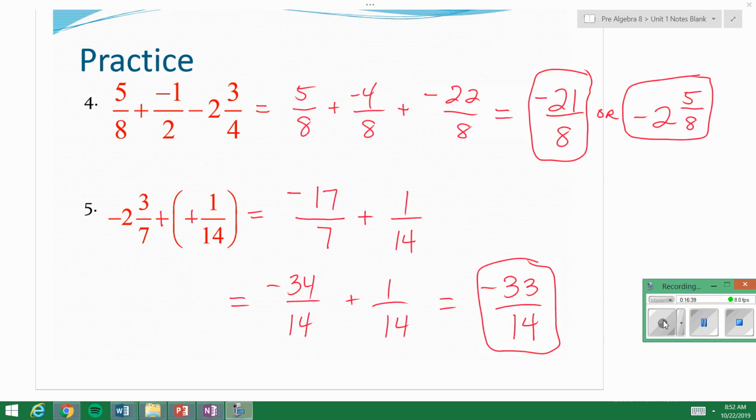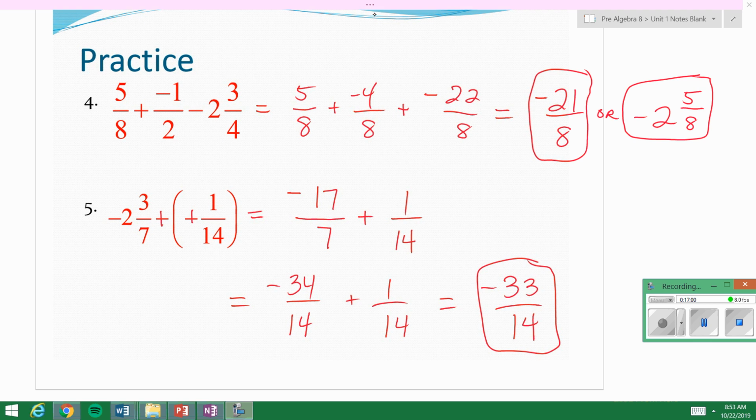Okay, and lastly, 5/8 plus negative 1/2. A negative 1/2 became negative 4/8 to make the common denominator. And negative 2 3/4 is negative 11/4, which I converted to negative 22/8. Now we have the common denominator of 8s, and those added up to negative 21/8. And the mixed number is right there.